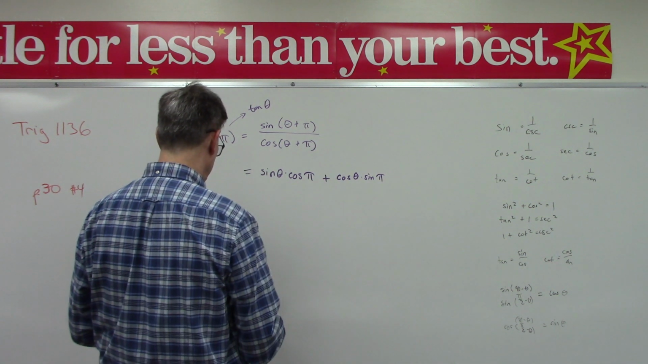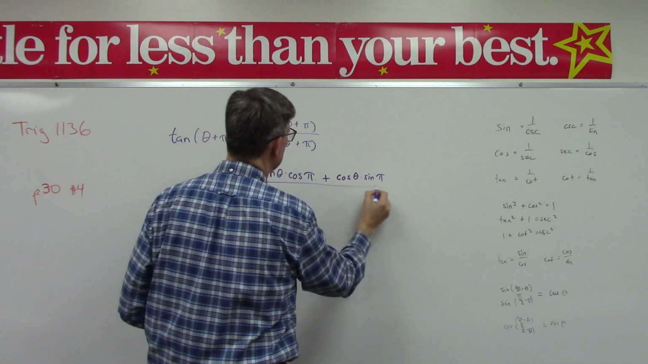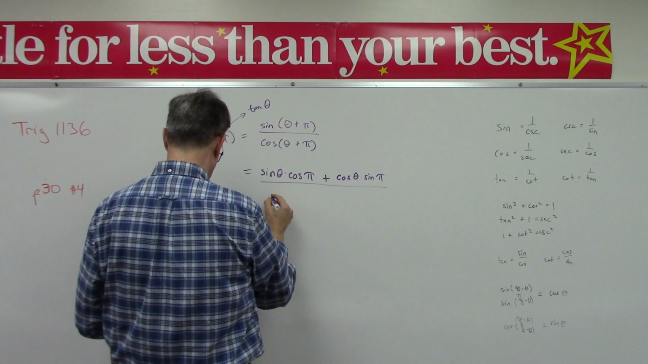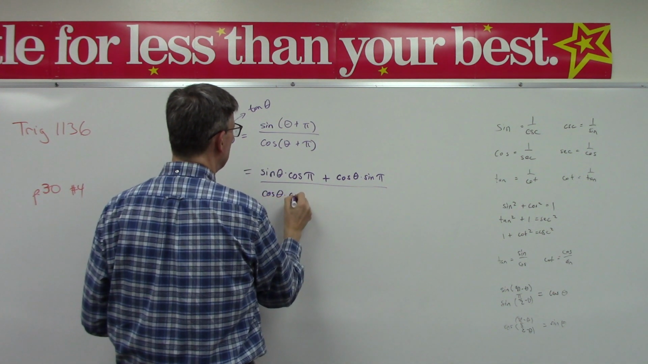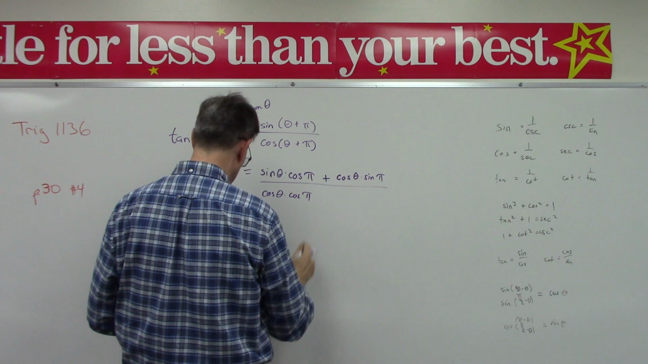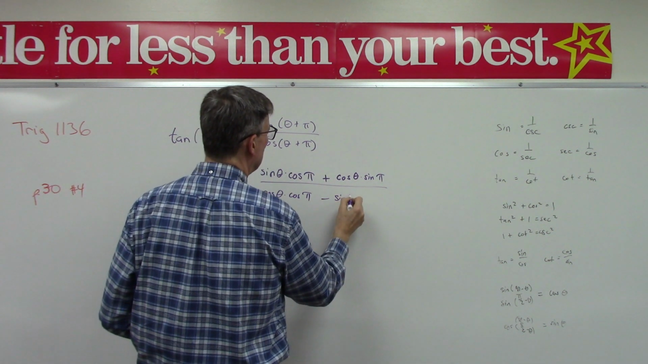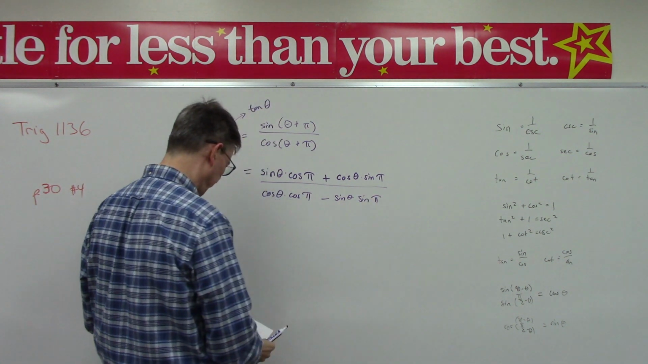All right. Then that's all over. Since this is cosine, we do the cosine of theta times the cosine of pi minus the sine of theta times the sine of pi.